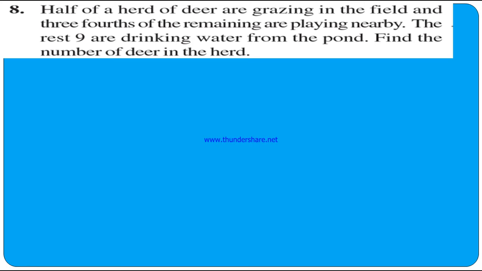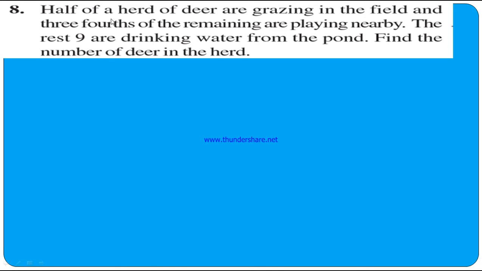Half of a herd of deer. Herd of deer means group of deer. Collective nouns you could have learnt in English, children. A group of people is called a crowd. A group of birds is called a flock. A group of deer we say herd. Herd of deer.